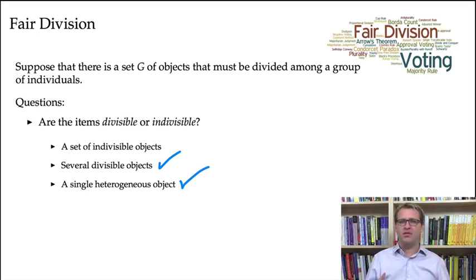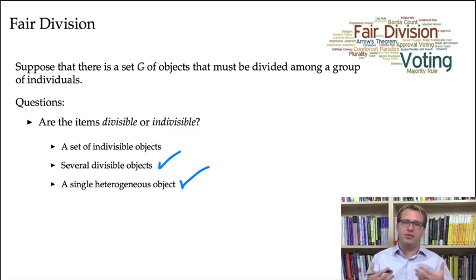The metaphor that is often used is that of a cake. Imagine that you're at a birthday party and you have this cake. Part of the cake is chocolate, part of the cake is vanilla, and you have a group of individuals, and some people like chocolate better than vanilla, some people like vanilla better than chocolate, some people don't even like cake. The question is, how can you divide that one object, namely the cake, among all of the individuals at the party?